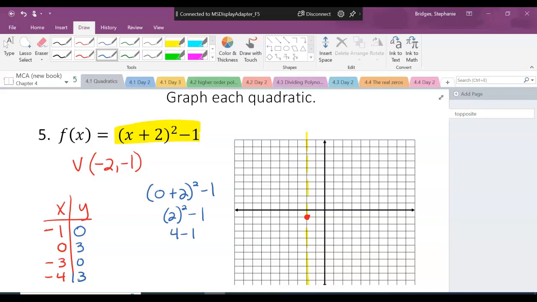If you finish graphing that, go ahead and move on to number 6. Choose your vertex, then choose 2 points to the right and 2 points to the left. Plug them in, get your points, and start working on that one.